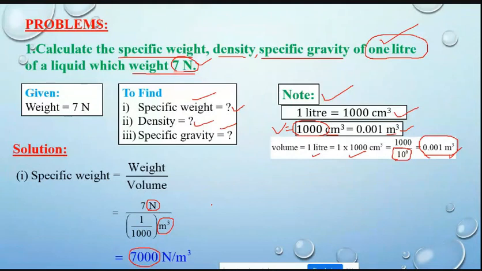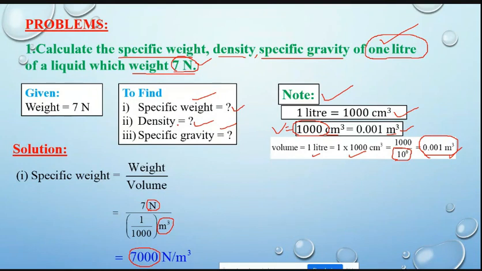And the second thing that we have to find here is density. So what is the formula for density? Mass by volume. Mass by volume. So whether you are having the value of mass in this problem? No, sir.